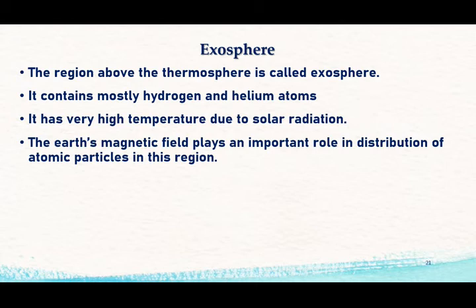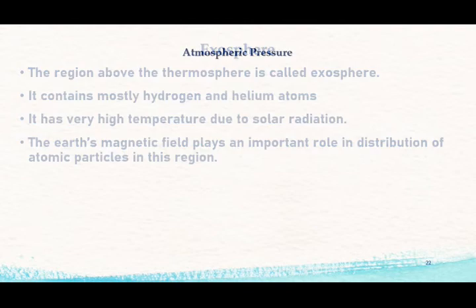So, the exosphere is a region above the thermosphere. It contains mostly hydrogen and helium atoms. It has very high temperature due to solar radiations. The Earth's magnetic field plays an important role in the distribution of atomic particles in this region.